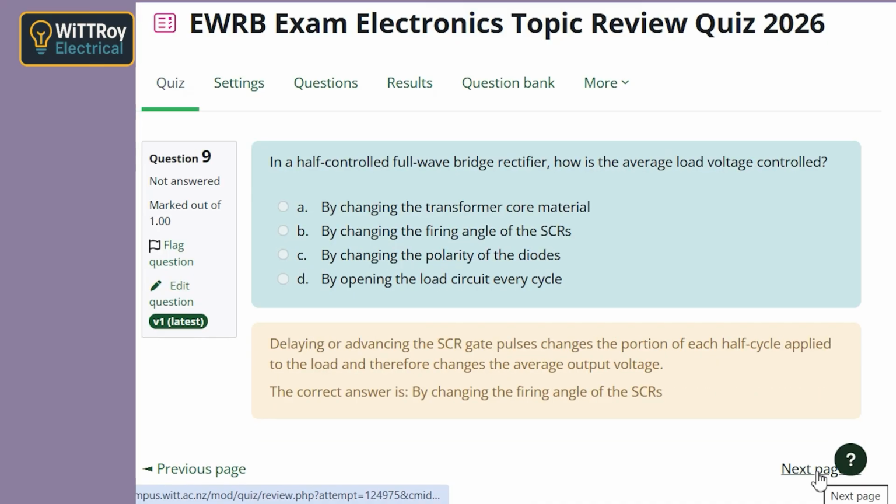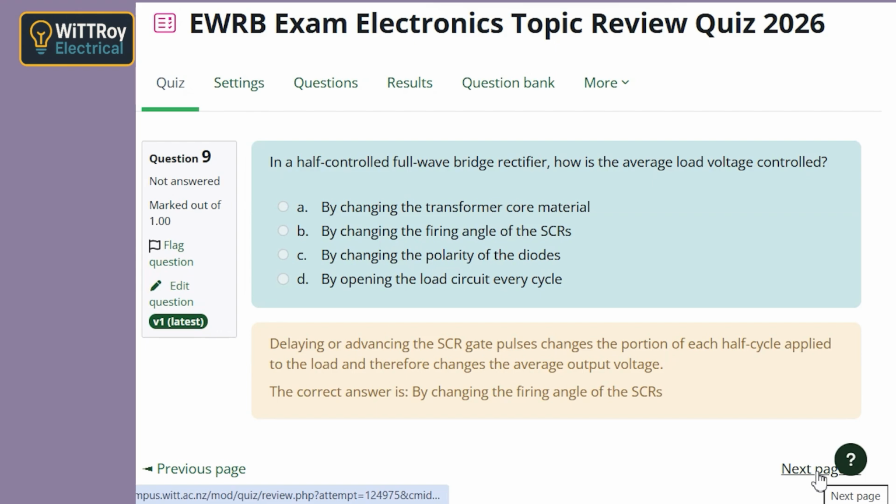Question 9. In a half-controlled full-wave bridge rectifier, how is the average load voltage controlled? I answered by changing the polarity of the diodes. I knew something in the bridge had to be controlled, but I chose the wrong devices. That one needs another look. Don't try to memorize the sentence yet.